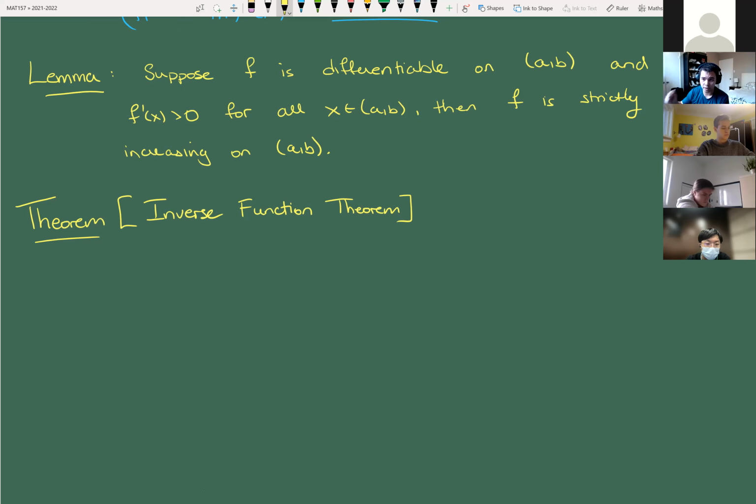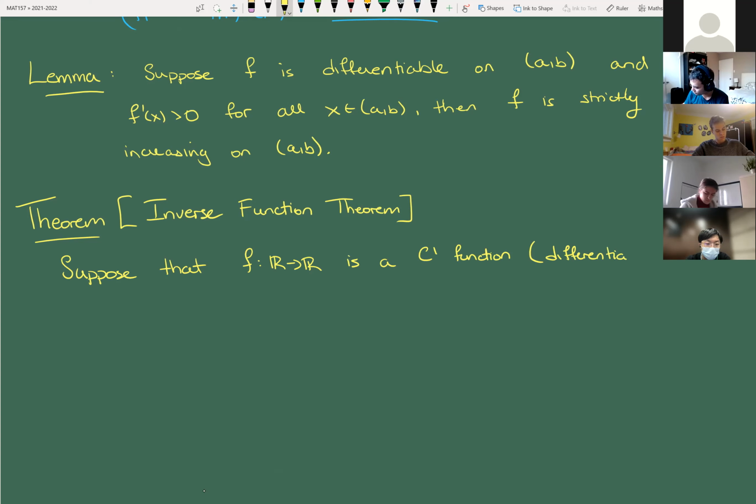Right, that the function and its derivative is continuous? Okay. So suppose that f mapping R, we're just going to state it as R to R, is a C1 function, right? So it's differentiable. I'm just going to remind you in case you've forgotten, differentiable and f prime is continuous. Okay, so f maps R to R is a C1 function, and f prime of P is greater than 0.